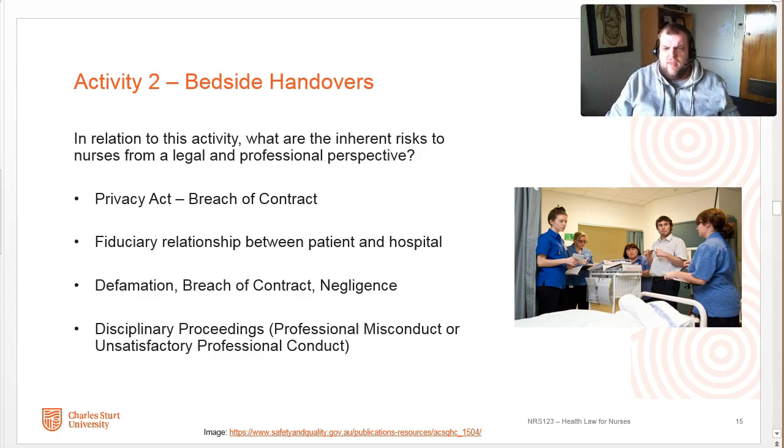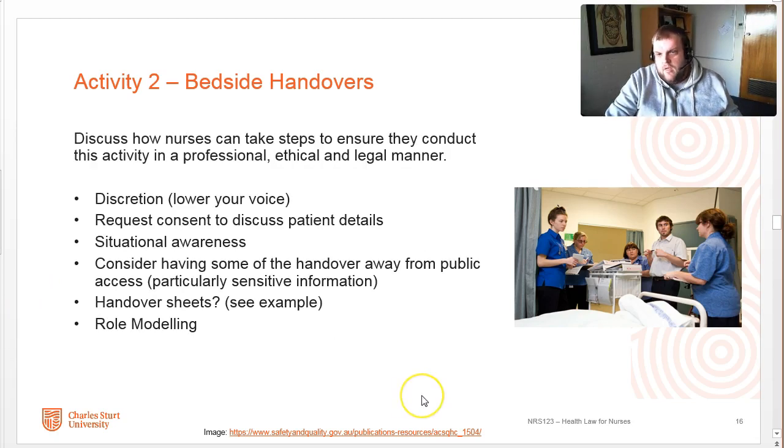It talks in the article about the 3 different ways that nurses can have civil proceedings brought against them. It can be for defamation, breach of contract, or negligence. So there are 3 aspects through the law that they can have a civil suit brought against them. And then for disciplinary proceedings, the nurse can be brought up on professional misconduct or unsatisfactory professional conduct charges. So there are different aspects of what could happen if we're doing bedside handovers poorly.